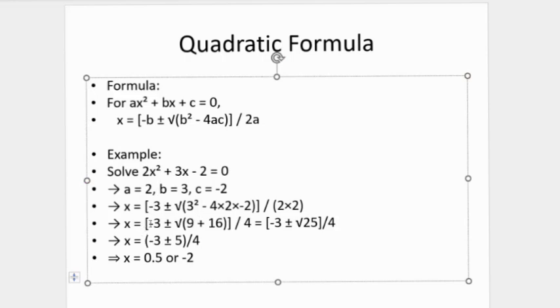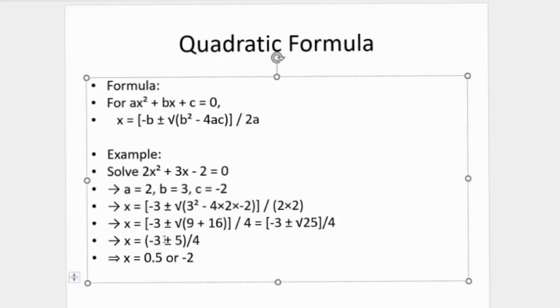Right? So the next step is basically just simplification from here on. Minus 3 plus or minus square root of square of 3 is 9. Then 4 times 2 times minus 2 is plus 16 because minus and minus makes plus. And then all over 2 times 2, which is 4. 9 plus 16 is 25. Square root of 25 is 5. Right? So we have minus 3 plus or minus 5 over 4.